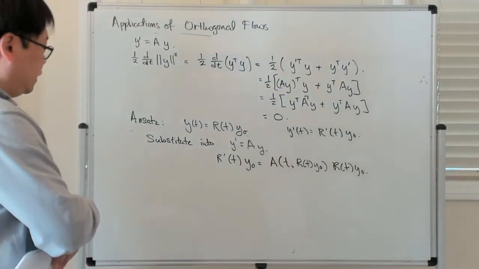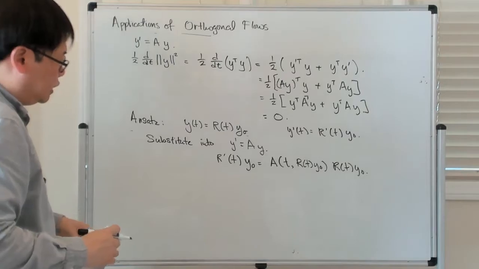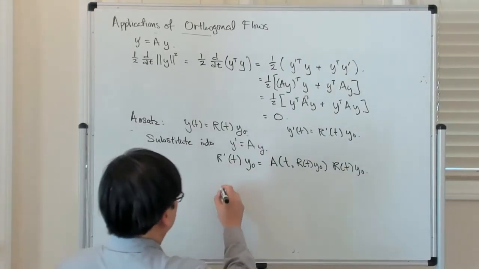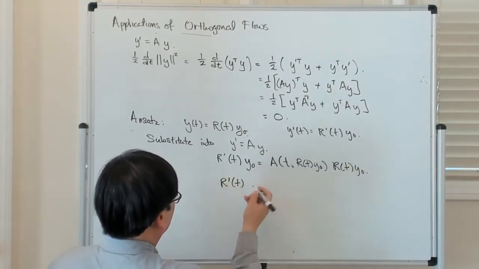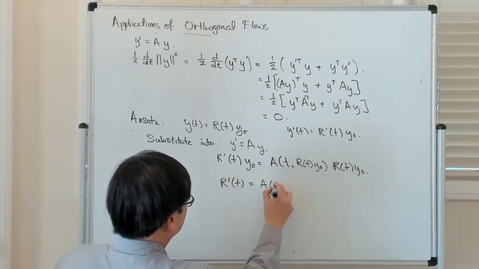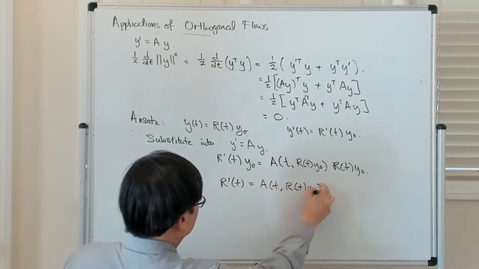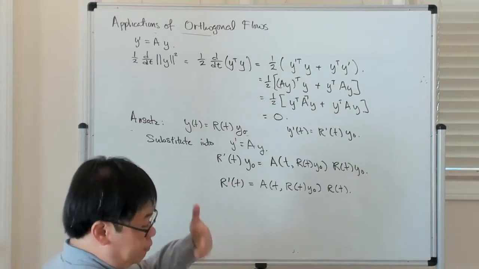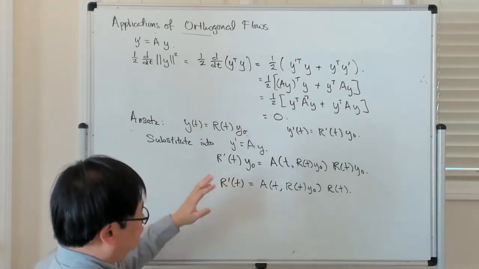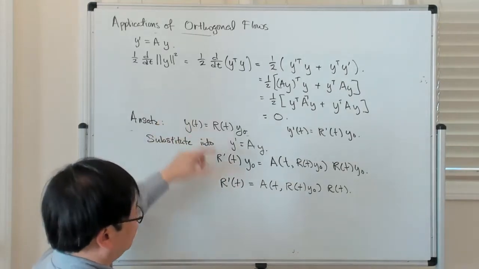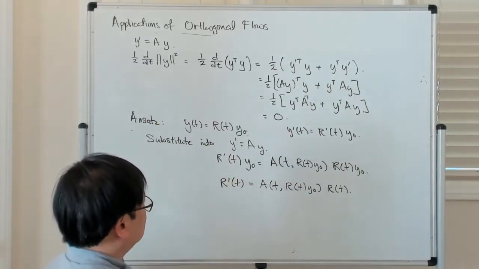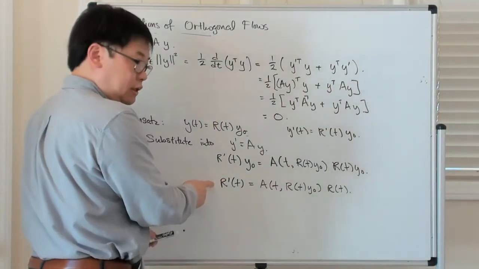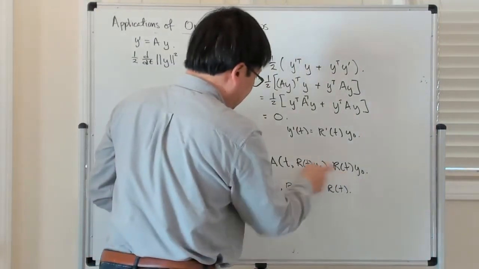Okay. So technically speaking, if you look at this equation, it is satisfied so long as you have something like this: r prime of t is equal to a of t times r of t, applied to y0. And this would be a skew matrix, r would be a rotation matrix. So this would be the form which we had, where r is an orthogonal flow. So this is a sufficient condition, if you will, for this thing to be satisfied.